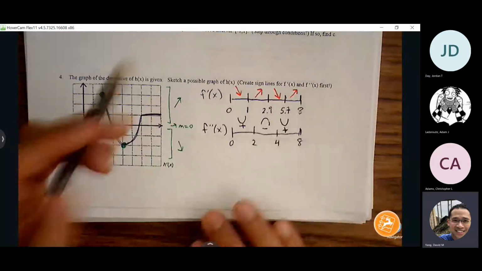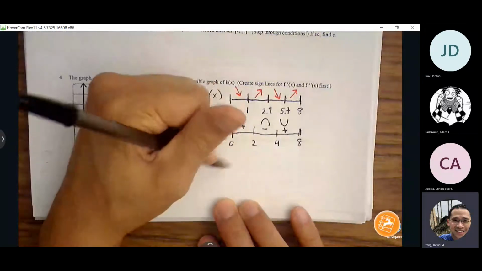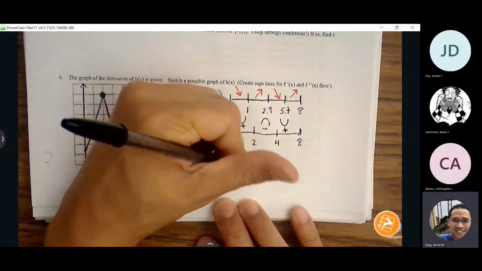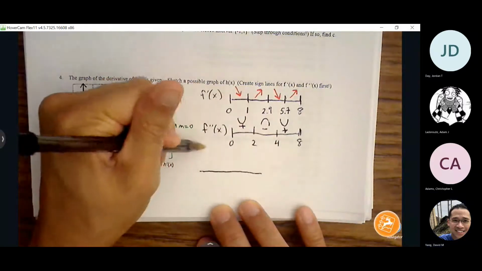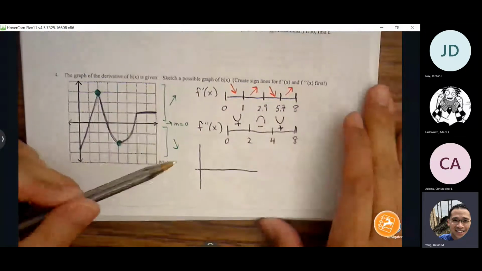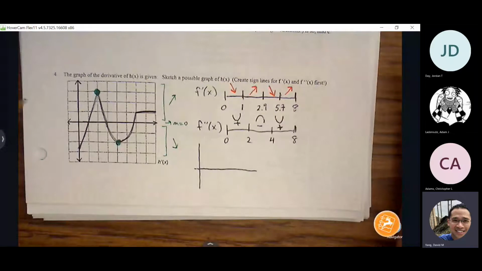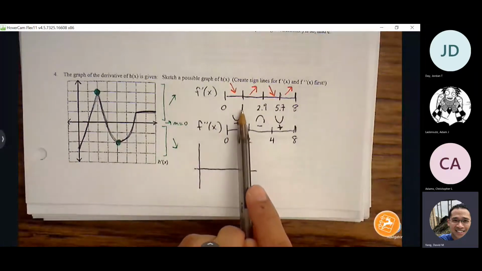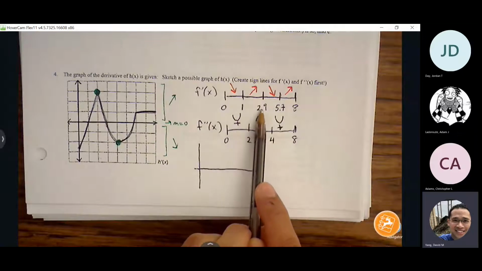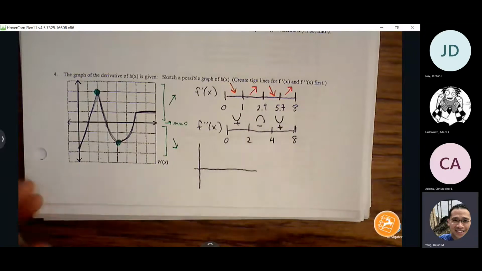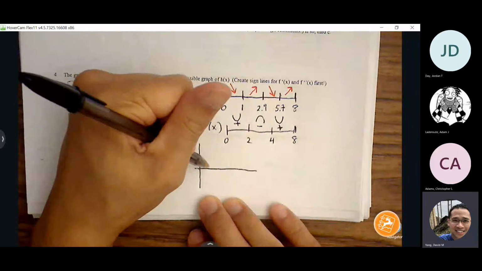Sketch a possible graph. Okay, let's create 2 versions of this graph here. Or not 2 versions, but 2 drafts. First, just look at this. The location right now doesn't really matter. There's no information given about ordered pairs. So all we want is a relative min at 1, relative max at 2.9, and a relative min at 5.7. Okay, so wherever that is, that's fine.